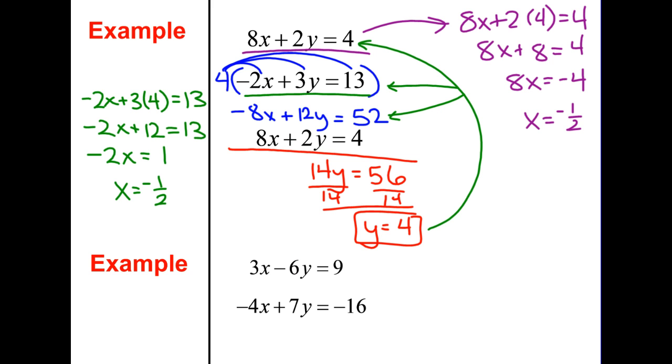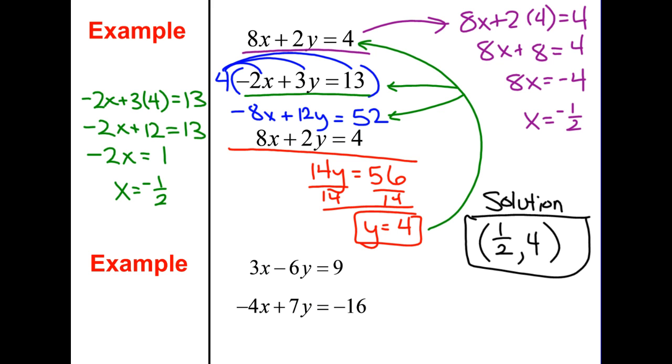So that's our solution. And remember, we write our solution as a coordinate pair. We write it x, y, so negative 1/2 comma 4, put in parentheses so you know that it is a coordinate pair. It's a point.